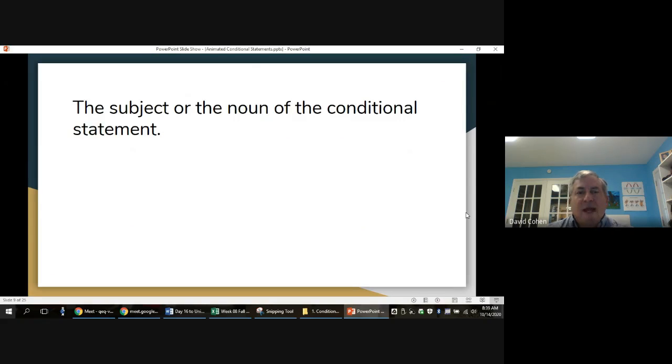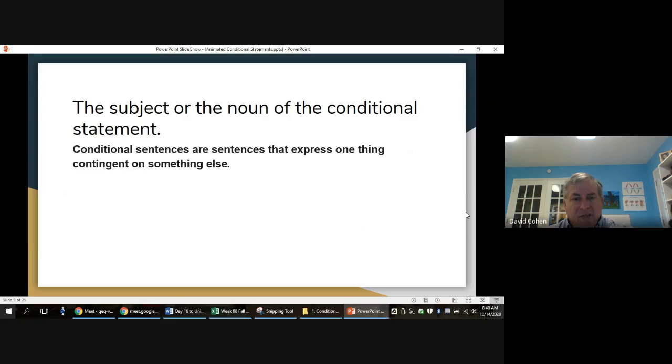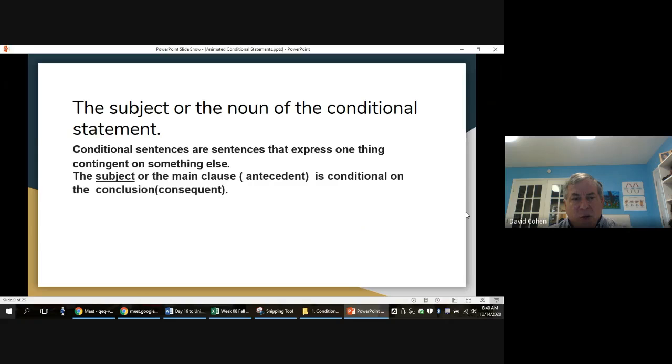The subject, or the noun, of the conditional statement, or CONDIT if you want to abbreviate like I like to, has some subject being affected by the if-then. So the subject is the main clause. Again, we talk about antecedents and consequents. I'll only mention them in passing. You may hear about them in more advanced classes.